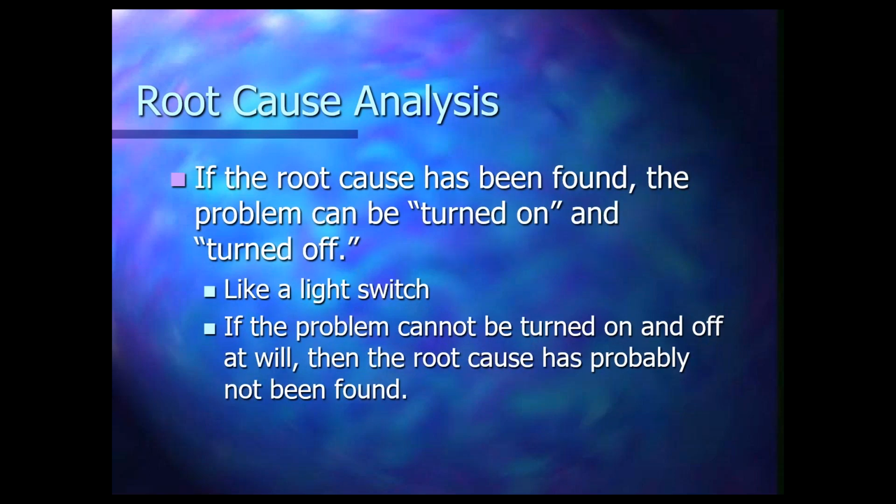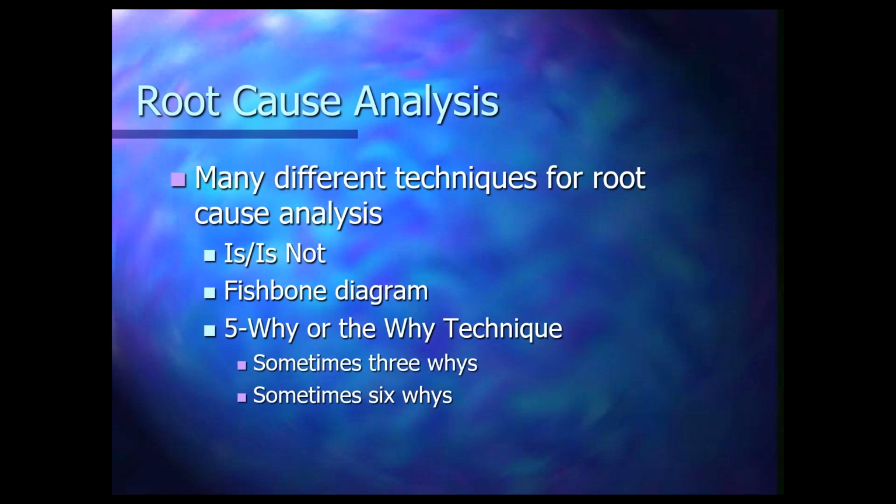Now, if the root cause has truly been found, the problem can be turned off. That's the idea. If it cannot be turned off, whatever your root cause analysis revealed probably was flawed because you've not gotten down to that root cause. If the issue does not go away, then your cause analysis is either flawed or incomplete. There may be other causes at play that you haven't determined.